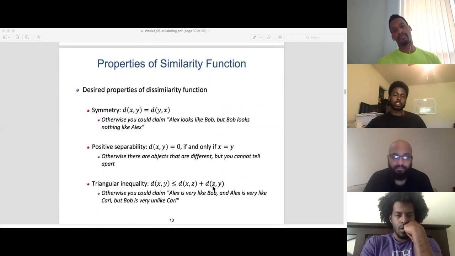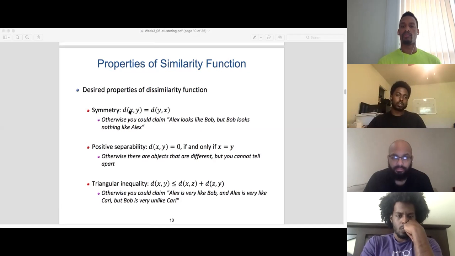So let's talk about generally what a similarity function must be. And so here we have some properties that we would like in a dissimilarity function. One of them is symmetry. Basically, this to that is the same as that to this. So you can't claim that Alex looks like Bob, but Bob looks nothing like Alex. If you reverse it, they should have the same outcome, right?